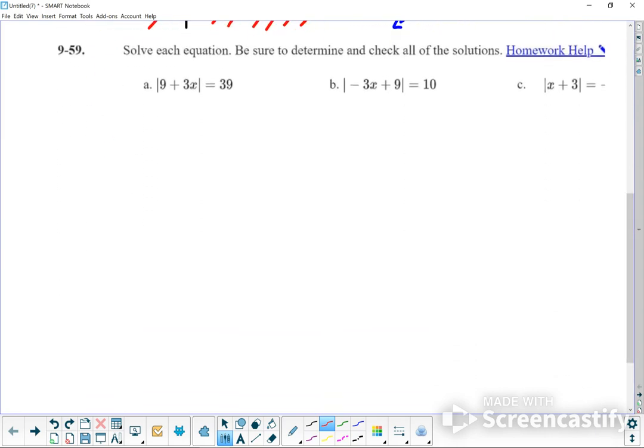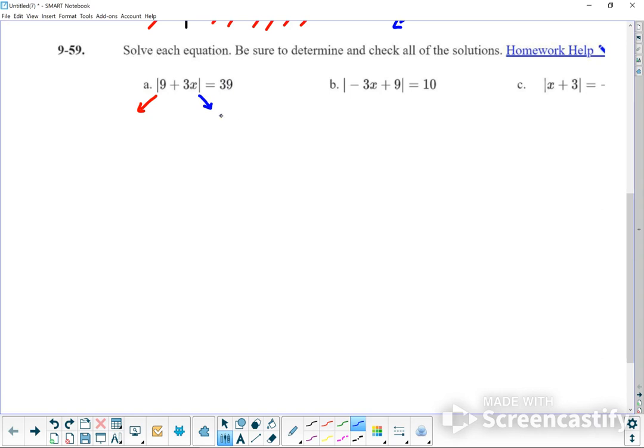Solve each equation. Be sure to check all of your solutions. Okay, so in order to solve this, we're going to go ahead and do this two different ways. One way would be a negative, and one way would be a positive. And this is usually how I do it. I usually do the positive first, but that's just me.